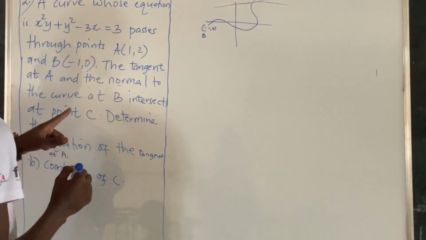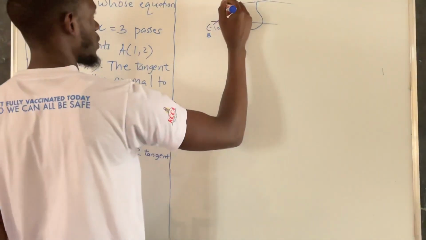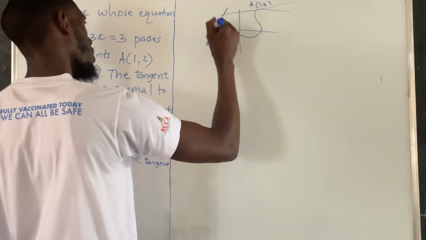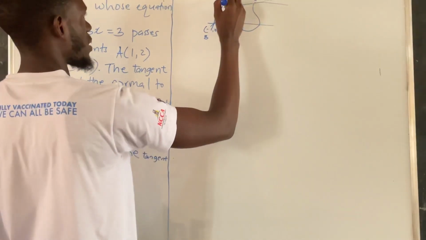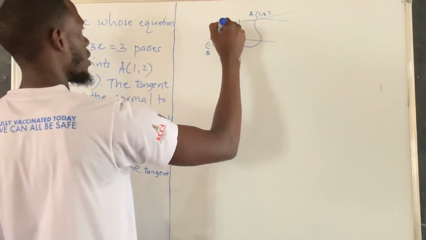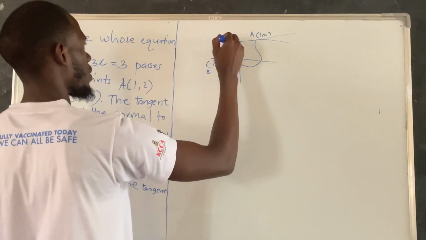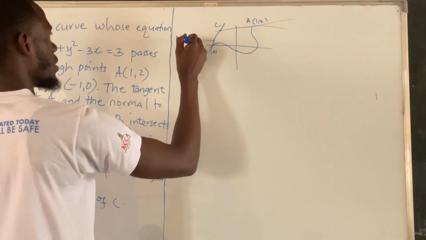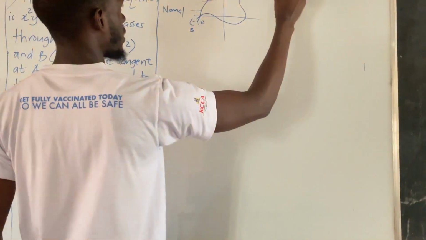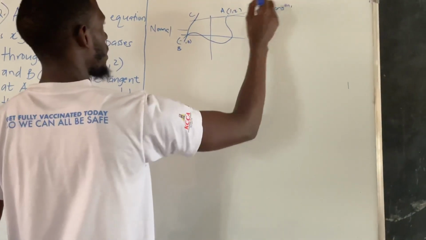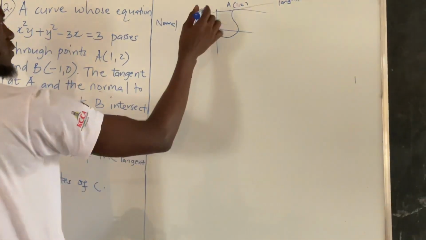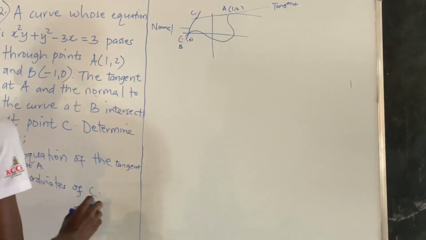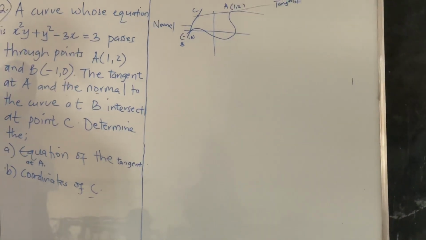They are also telling us about the normal at B. So let me assume the normal at B cuts it at that point like that. So we have this point of intersection C, the normal at B, and the tangent at A. Then they want us to first get the equation of the tangent, and after that, we get the coordinates of C. So simple, this is what we are going to do.